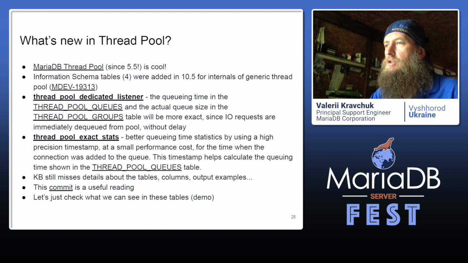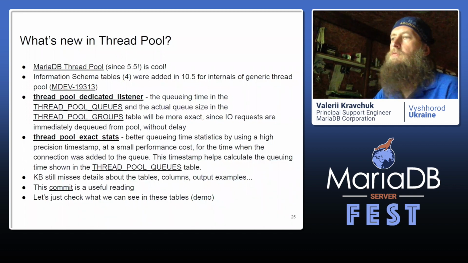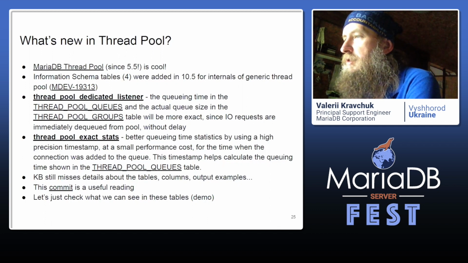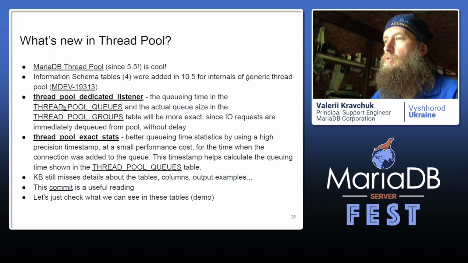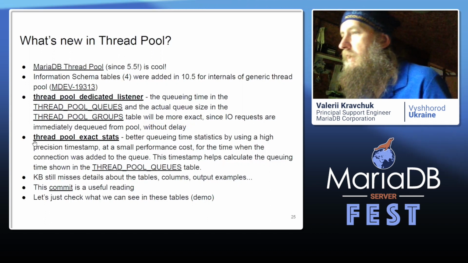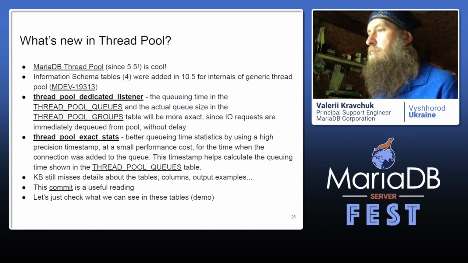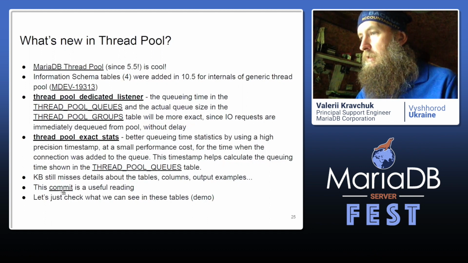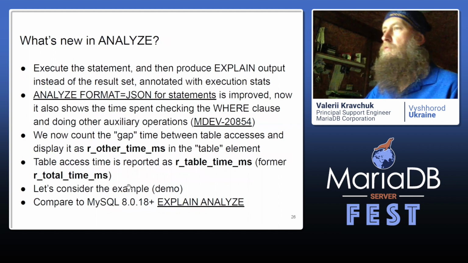Another important addition is that there are also 2 additional variables. It's not clearly documented in the what's new. So now you have a way to create a dedicated listener thread per group and not be blocked by long-running queries. And to control the content of these 2 additional tables, there is also additional variable thread_pool_exec_stats. When it's set, you have more precise information here. So the only useful reading that I was able to find out so far about this is the following commit that I linked here, so go for it.